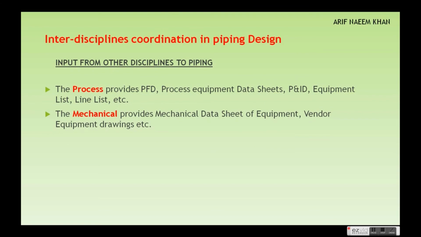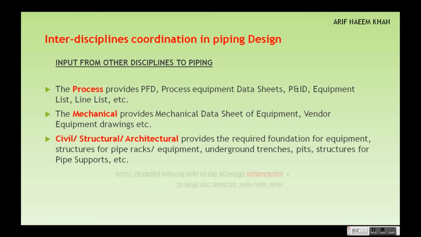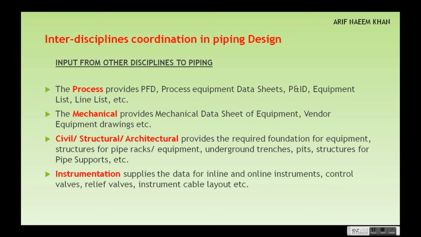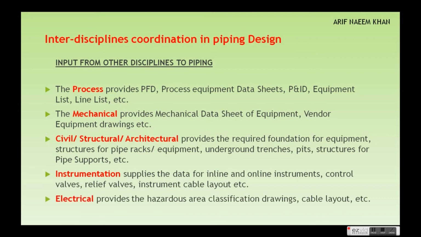Then mechanical provides the mechanical data sheets of the equipment and vendor drawings. Civil, structure and architectural provide the required foundations of the equipment, structures for pipe racks and equipment, underground trenches, and paired structures for pipe support. Instrumentation provides the data for inline or online instrumentation, control valves, relief valves, instrument cables, and layout. Then electrical provides the hazardous area classification drawings, cable layout, panels, and so much information that needs to be exchanged between piping and the other disciplines.